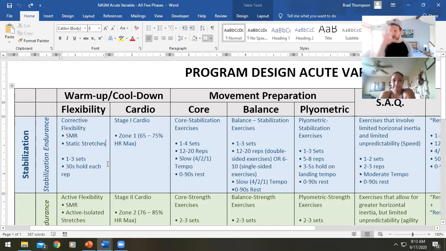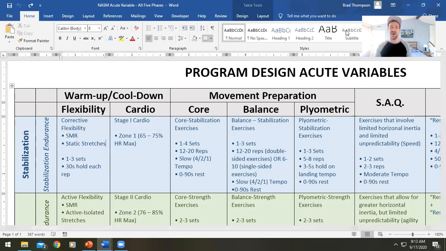We're still in core mode here. So that's corrective flexibility. And so corrective flexibility are stretches that you're going to do for about 1 to 3 sets, and you're going to hold your stretches for 30 seconds for each repetition.